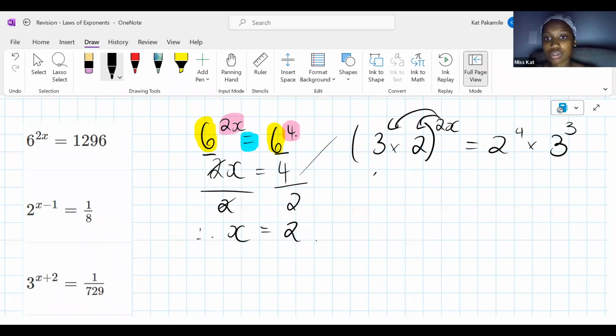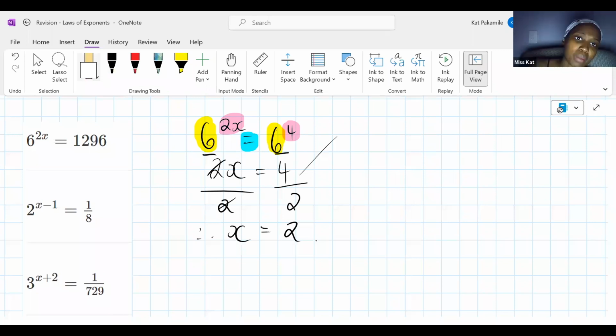So 3 to the 2x times 2 to the 2x equals. Okay, what I'm trying to do is not working in my brain. I'll start you in the next lesson to show you how you can do it even if it's 2 different bases. Because 2 to the 4 and 3 cubed are a little bit different. For now, try to get them at the same base.